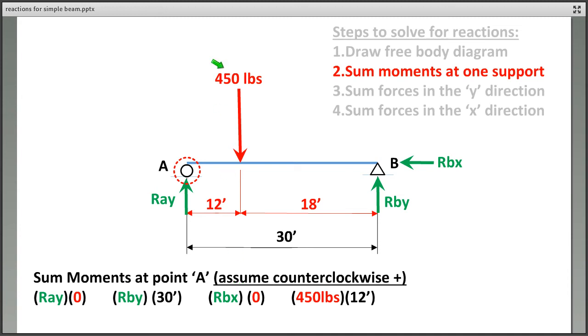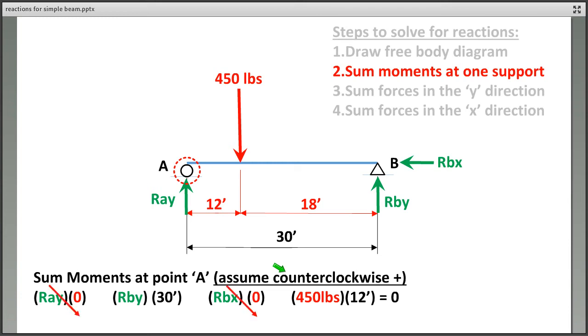And then lastly, 450 pounds is in the Y direction. So I need a distance in the X direction. So what is the X distance between 450 pounds and point A? And the answer is 12 feet. So I have 12 feet. So far all I've done is draw all my vectors and then make sure that I have all my distances. So the next thing is we have to assume what's positive, clockwise or counterclockwise. And in this problem, we're just going to assume that counterclockwise is positive.